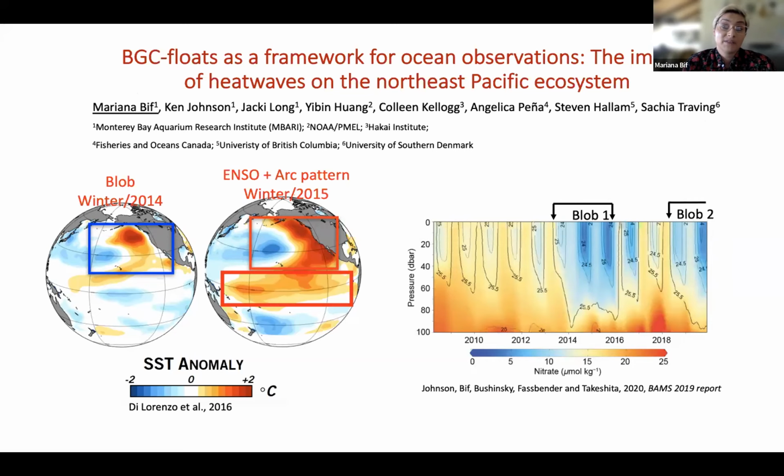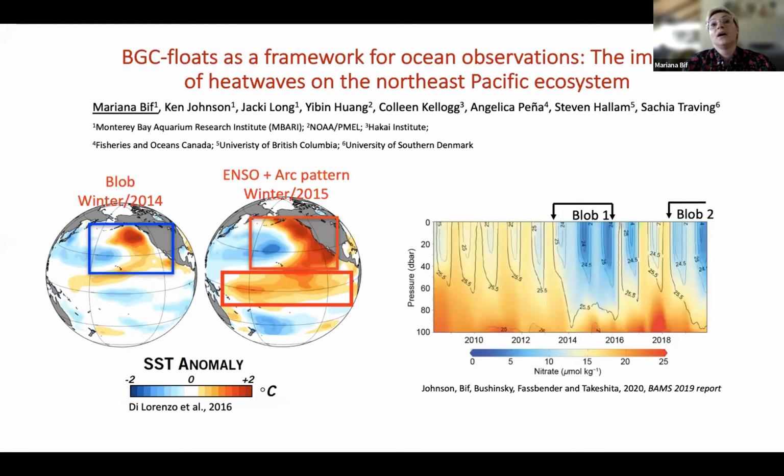Two marine heat waves basically impacted the Northeast Pacific Ocean. One started in 2014 and finished in 2016. And this one, we have more information about it, but more recently in 2019, we had a second marine heat wave. And I am going to first talk a little bit about the impact on organic carbon production in the first marine heat wave.